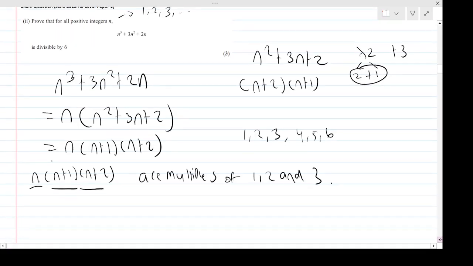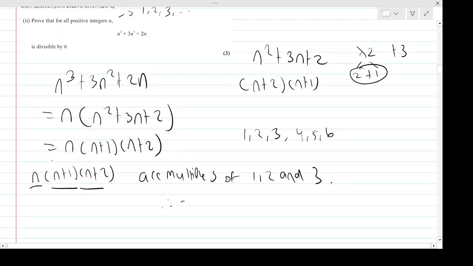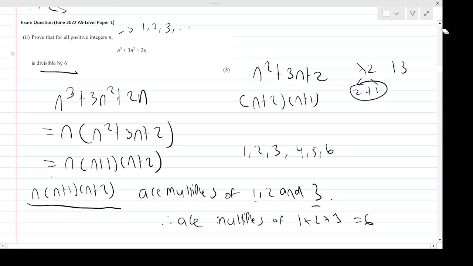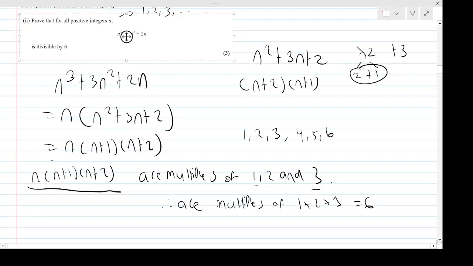Well then, if they're multiples of 1, 2, and 3, therefore they're multiples of 1 times 2 times 3, right? Because that means 3, 2, and 1 go into whatever this whole expression is. So it's a multiple of 1 times 2 times 3, which is 6. Well, there we are then. We therefore can say it's divisible by 6 by that logic. So therefore, n cubed plus 3n squared plus 2n is divisible by 6.